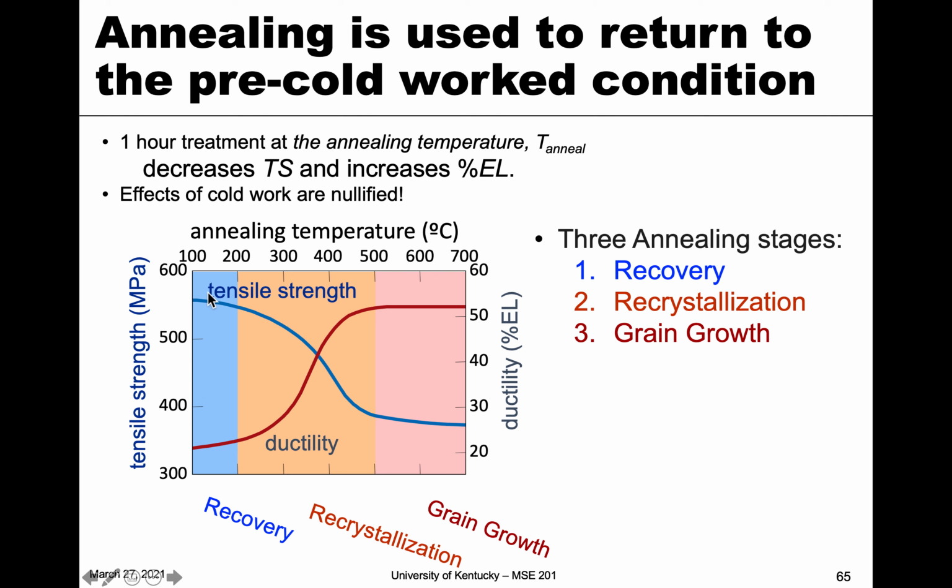Blue, the low temperatures, is where recovery occurs. And we can see here just from these properties that not much happens, maybe a little decrease in strength and a little increase in ductility, but not much. And then in the middle, this is where we notice the huge dips and changes. Strength drastically decreases, ductility drastically increases, and this is recrystallization. And then finally, we see in the last step that they've kind of plateaued. Strength flattens out, ductility flattens out. You might get a little decrease in strength and a little increase in ductility, but for the most part, it's relatively stable. And that's in the grain growth stage.